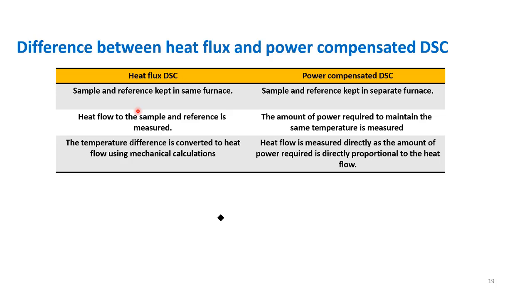Again, if we try to compare these two: in the heat flux DSC, the sample and reference are kept in the same furnace, and in the power compensated DSC, we have sample and reference kept in separate furnaces. In the heat flux DSC, the heat flow of the sample and reference is measured, and in the power compensated DSC, the amount of power required to maintain the same temperature is measured. In the heat flux DSC, the temperature difference is converted to the heat flow using mathematical calculations, and in the power compensated DSC, the heat flow is measured directly as the amount of power required, which is proportional to the heat flow.